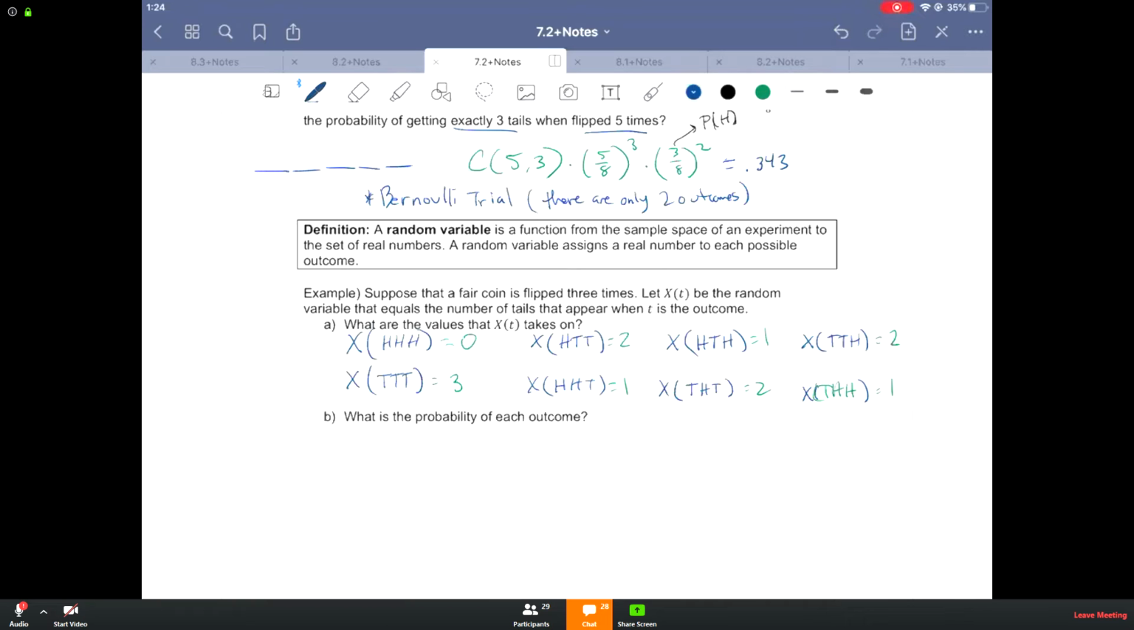So what is the probability of each outcome? You can see they're all equally likely. The way we write this is the probability that X equals 0. X being 0 is saying, in this case, 0 tails. You're also going to have the probability where X is 1, the probability where X is 2, and the probability where X is 3.